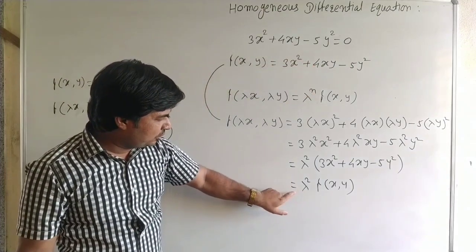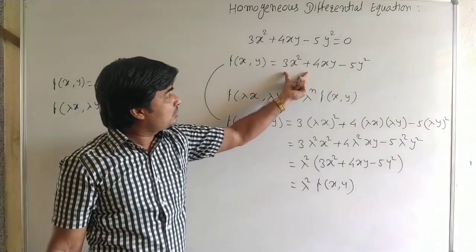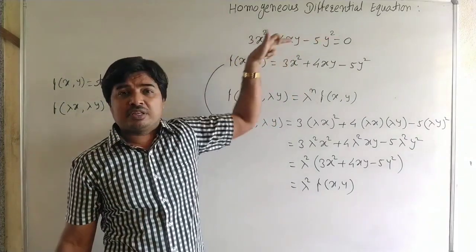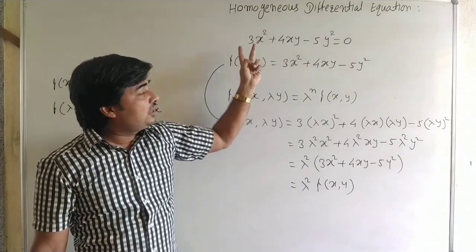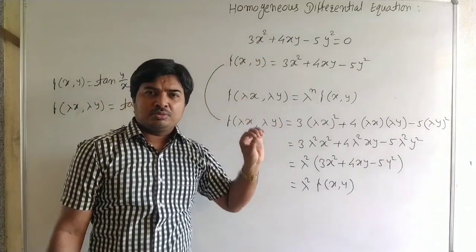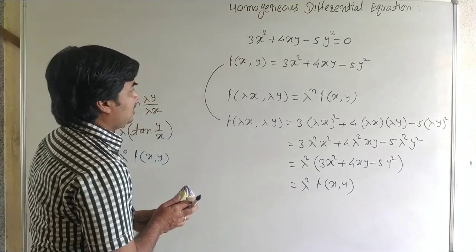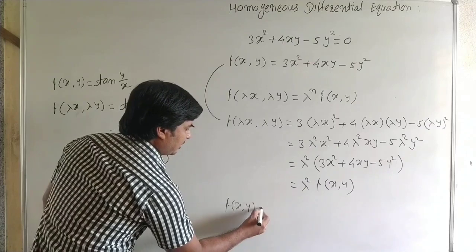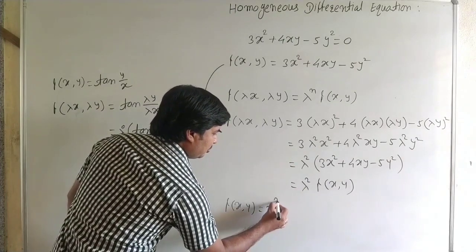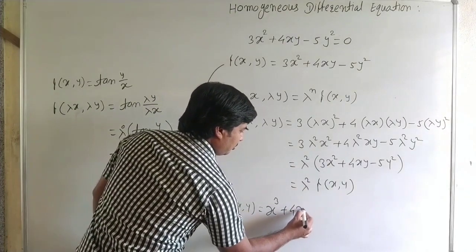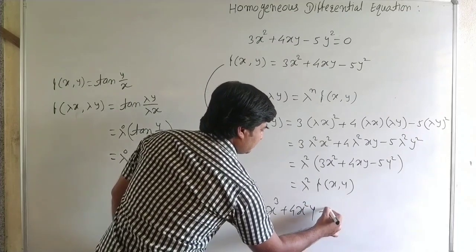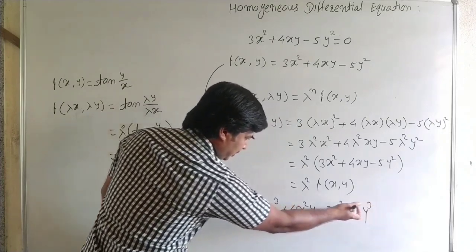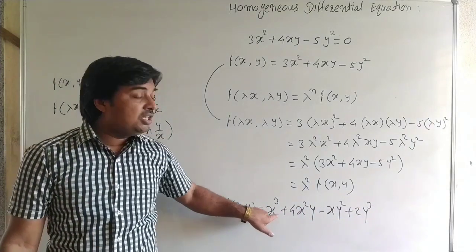Okay, it is a homogeneous function of degree 2 in x and y. Okay, it is a homogeneous equation. A homogeneous equation of degree 2, a homogeneous function of degree 3. Here, for example, we can write f of x comma y equals x cube plus 4x square y minus xy square plus 2y cube.